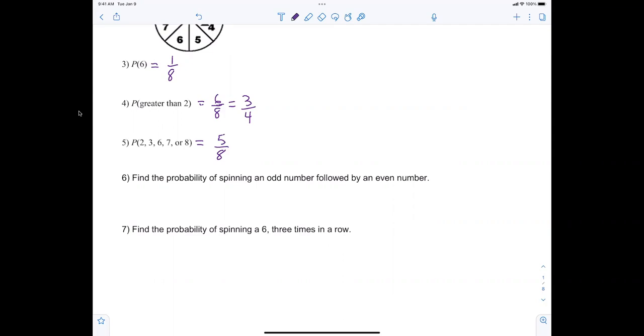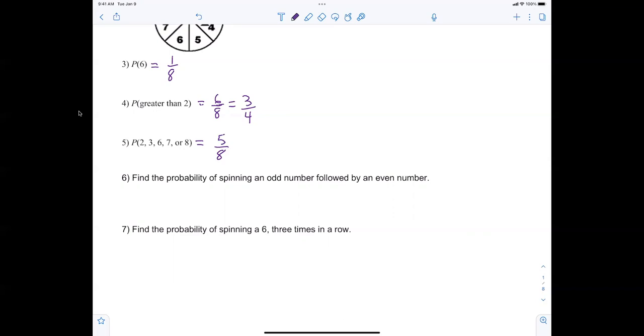Please look up. You think you know, right? And we talked about kind of this yesterday. How many events are there going to be here? Find the probability of spinning an odd number and then an even number. There are 2 events going on.